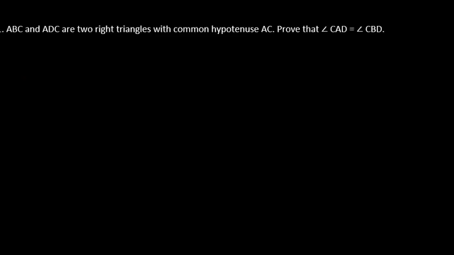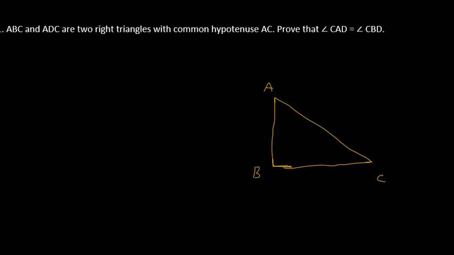Now the 11th question: ABC and ADC are two right triangles with a common hypotenuse. Prove that angle CAD is equal to angle CBD. So let us first draw the common hypotenuse. Say this is AC, the common hypotenuse. Now I have to draw two right-angled triangles. So this is one triangle I have drawn, ABC, and the other triangle I will draw.